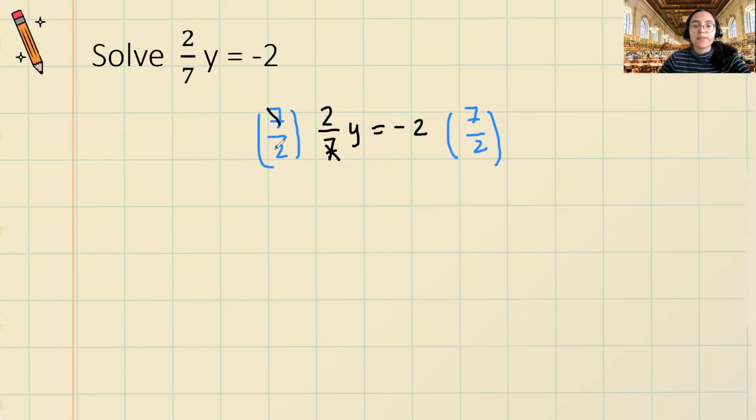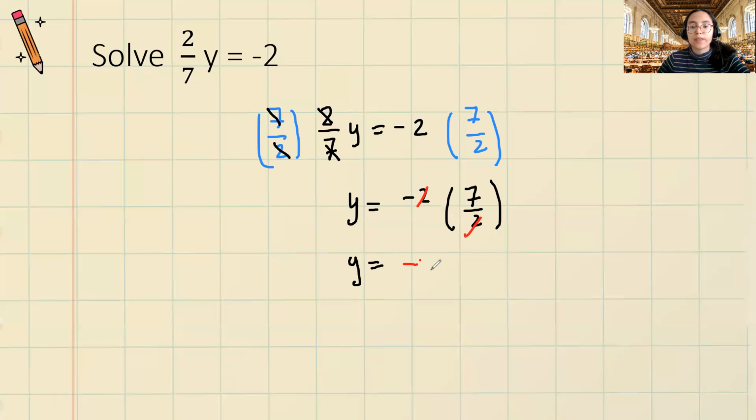So you would cancel the 7's, cancel the 2, and you can bring down y by itself, -2 times 7/2, and can do a handy trick here. Since I have -2 at the top and 2 at the bottom, then I'm left with -7 as my answer, which is what we got in the previous method. Okay, so a lot of different ways to do this depending on your level of comfort with reciprocals and fractions. Okay, let's go ahead and continue.